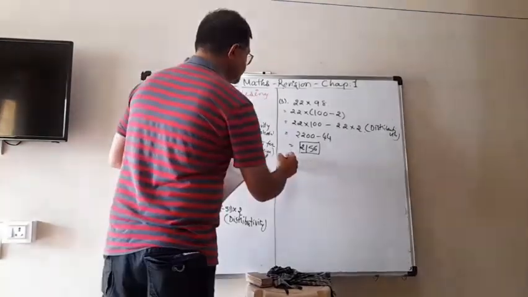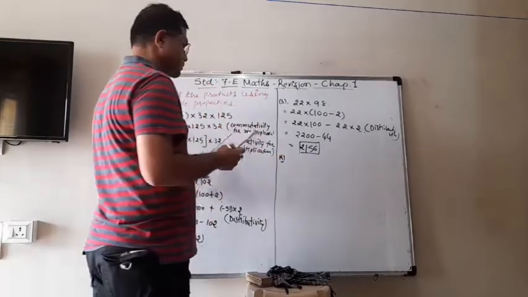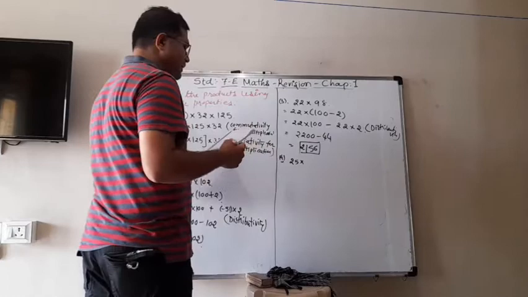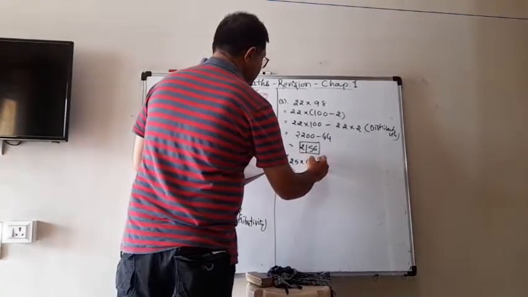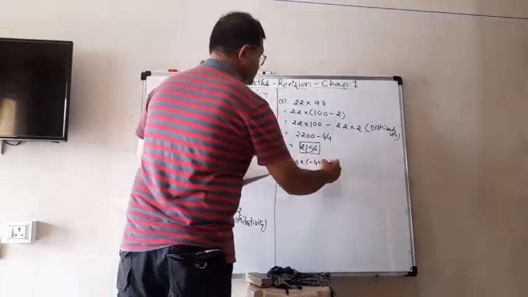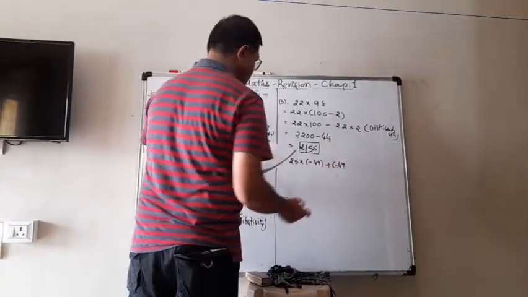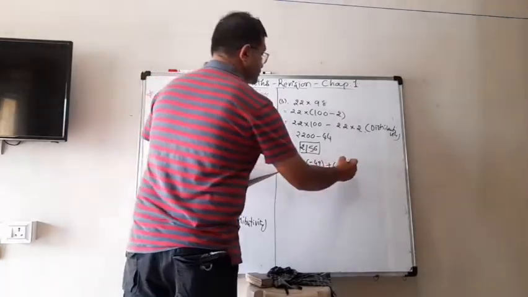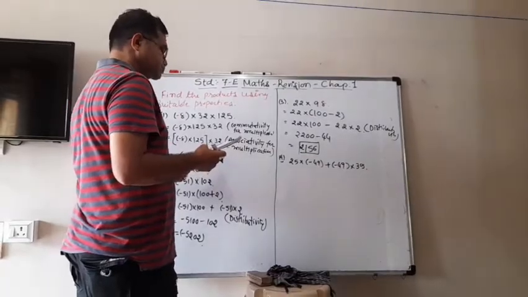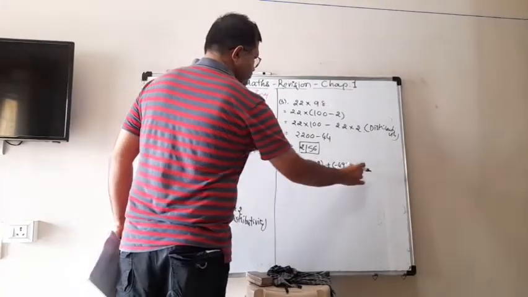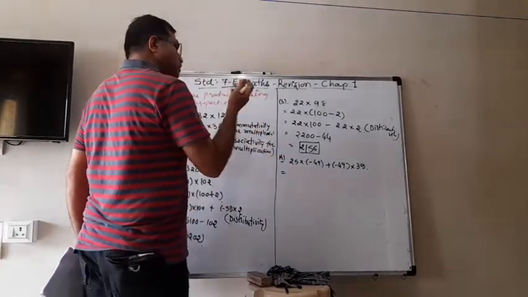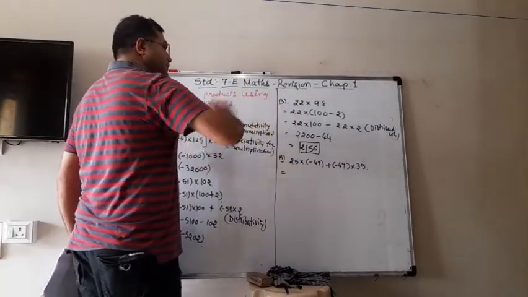Take the fourth one. 25 multiplied by minus 49 plus minus 49 multiplied by 35. So here you can see that minus 49 is common in both. So we also use the distributivity, but in the other way.